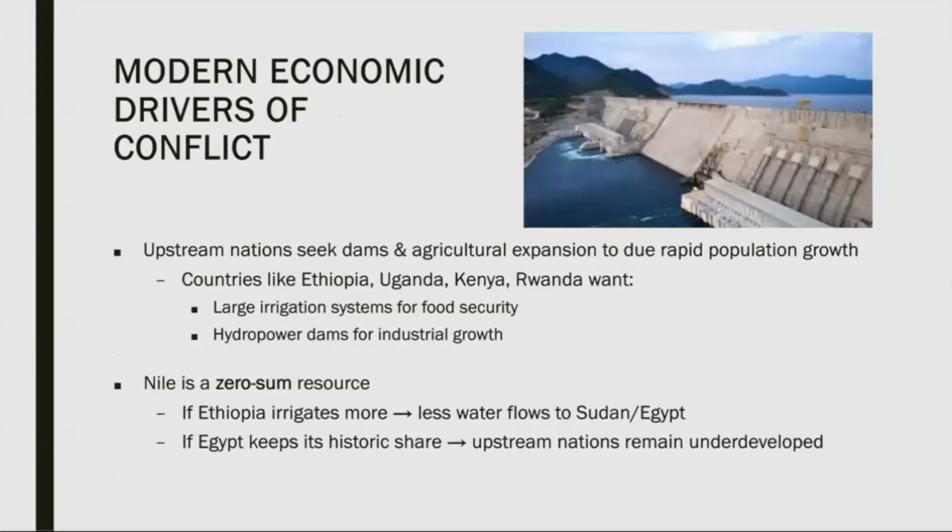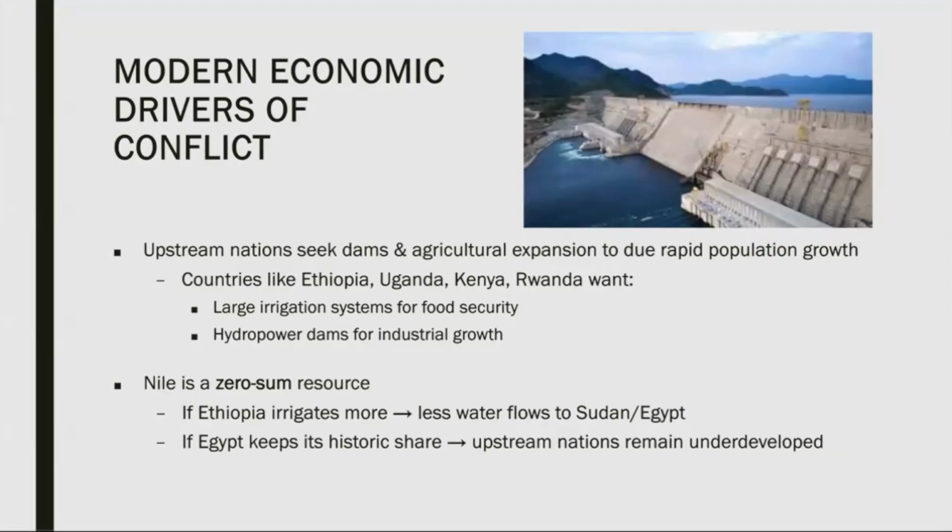So, some more modern economic drivers of this conflict. As countries like Ethiopia, Uganda, Kenya, and Rwanda expand, they want large irrigation systems for food security. They also want hydropower dams for industrial growth to provide them with electricity. As of right now, the Nile is a zero-sum resource, meaning if Ethiopia irrigates more, that means less water flows to Sudan and Egypt. So obviously, Sudan and Egypt don't want Ethiopia to have access to this water.